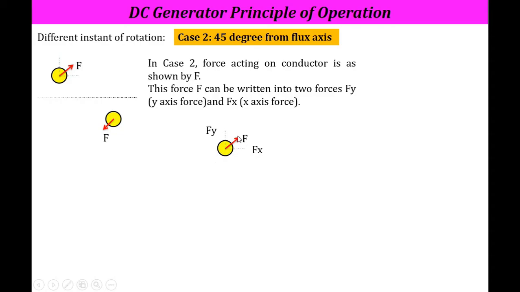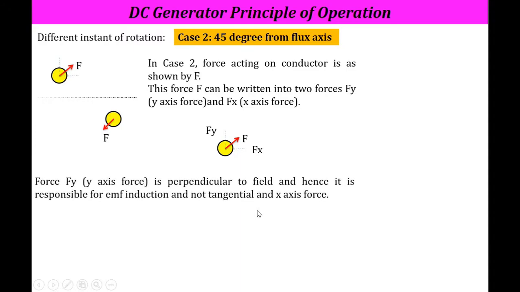So this is a resultant force. This will be Fy and this will be Fx here. Now whatever force Fy, that is force along the y axis, is perpendicular to the field and therefore that force is responsible for the generation of EMF, and not a tangential force and not an x-axis force. So from this diagram, we can say that the value of Fy is nothing but F into cos theta.